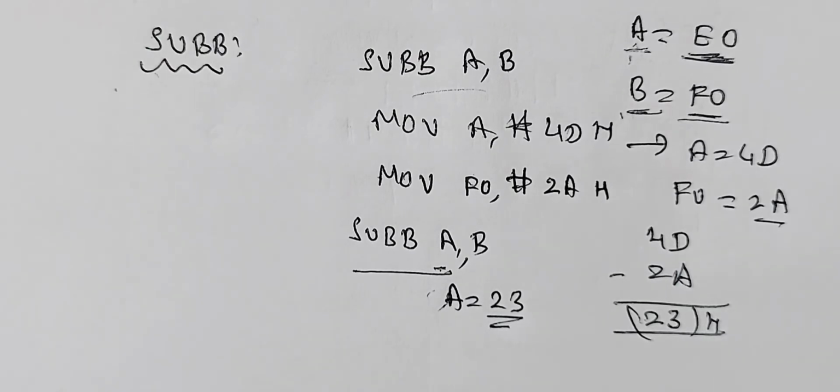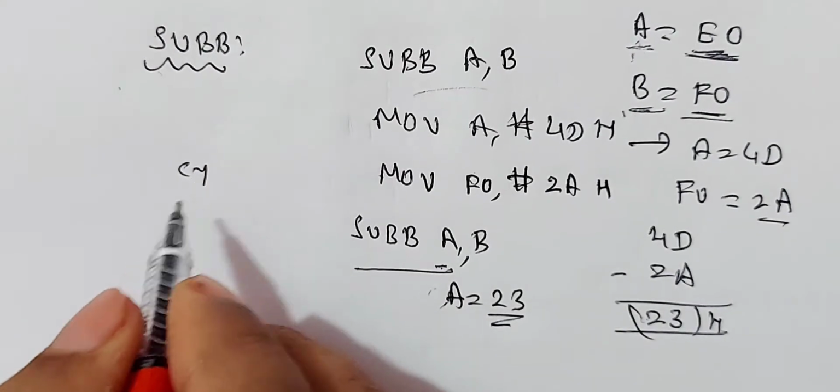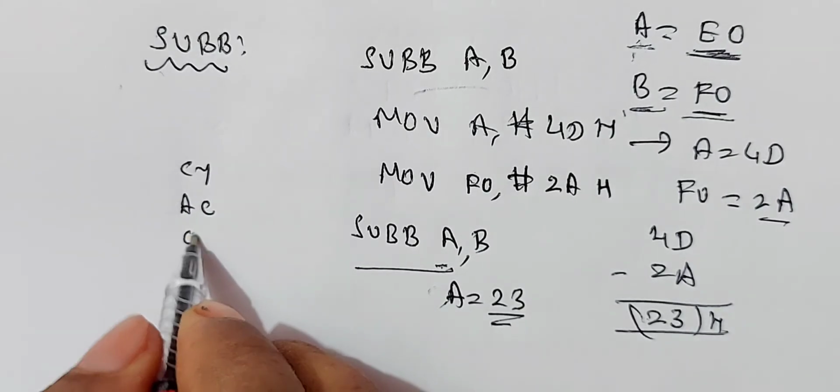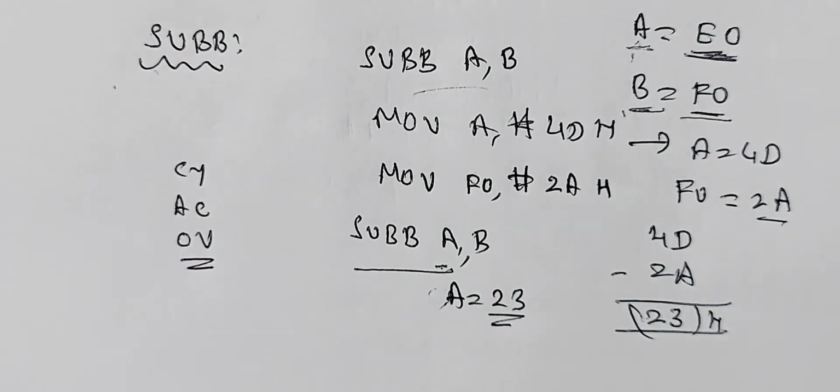During the subtraction also, all the types of flags are affected except parity bit. We are not considering the parity bit. Therefore, during subtraction, the destination must be the register A only. The final result is always stored in the register A only. And one more thing, the three types of flags are affected during this operation. That is carry flag CY, auxiliary carry AC, and another is overflow flag. All these three flags are affected.